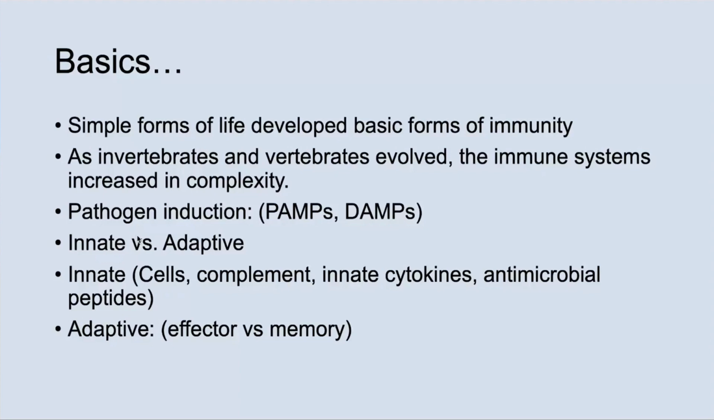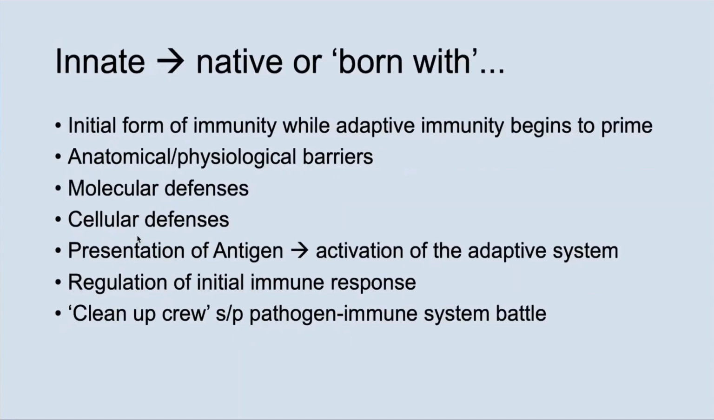So again, what does innate encompass? We're talking about cells, complement, innate cytokines, and antimicrobial peptides. Adaptive immunity is really effector versus memory, and that's really for a later lecture. I really just go through the basics here, but it is important. But please stop me if you all have any questions.